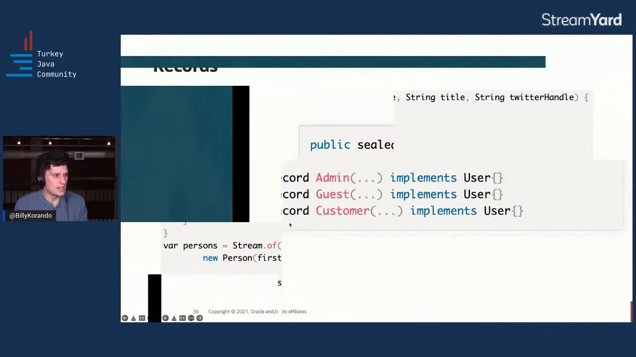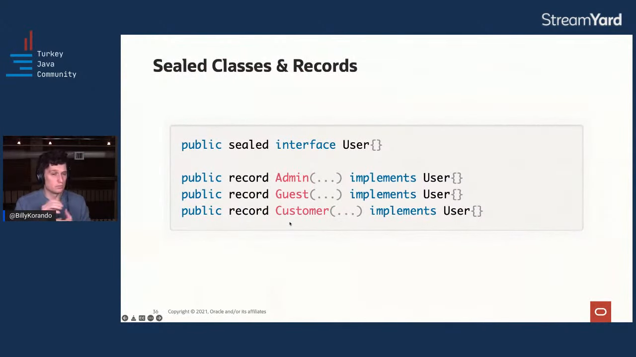And the last thing is that, as I mentioned, you can't extend records, but they can implement interfaces. So if you want to combine records with sealed classes, you can do that through an interface, and of course interfaces can also be sealed. In this example, I'm using my user, and it's a sealed interface. Also in this example, you'll notice I don't have a permits statement in here, and like I said, that's optional.